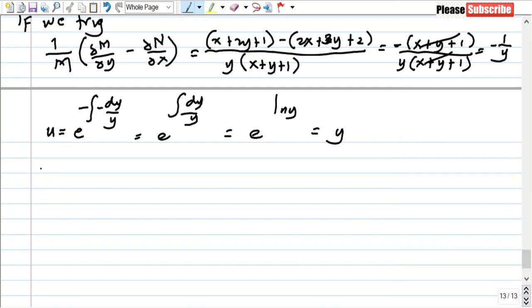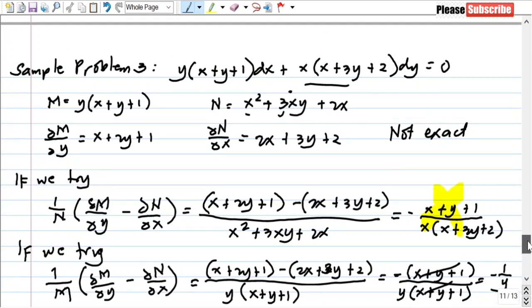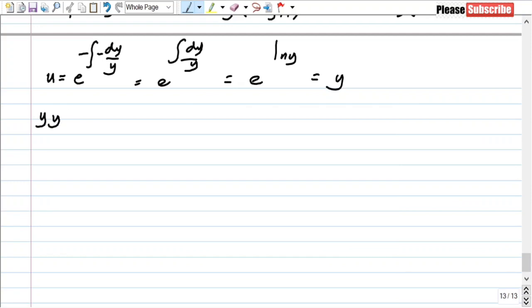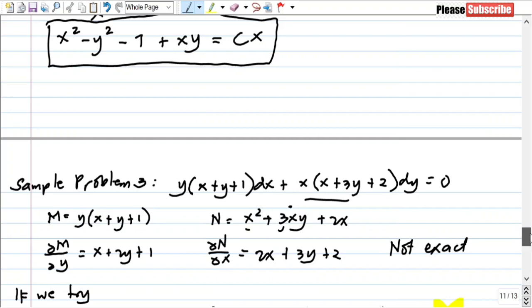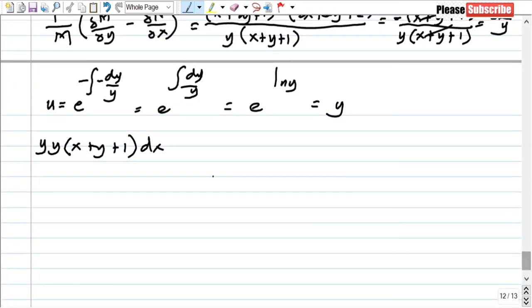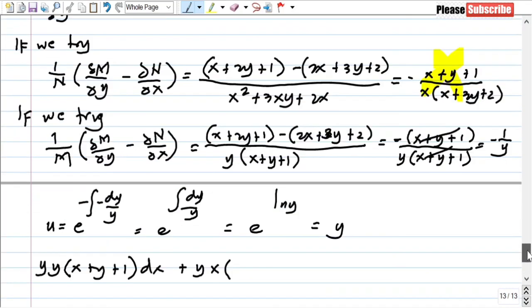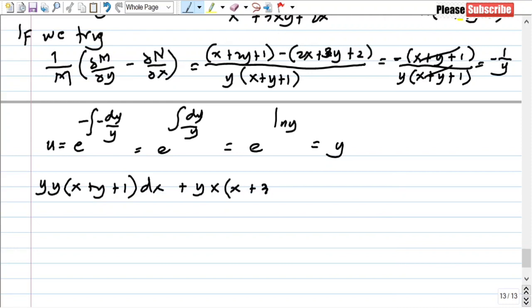So, subukan natin, multiply natin. So, we have y. Itong y na to, ito yung ating integrating factor. Doon sa original equation, saan yung original na ito? Ito. So, may y pa pala sa labas. So, meron din siyang y dito, y times x plus y plus 1 dx. Sana tama? Tama ba? Oh, y times x plus y plus 1 dx plus y, our integrating factor, and then x multiplied by x plus 3y plus 2 dy, and that is equal to 0.